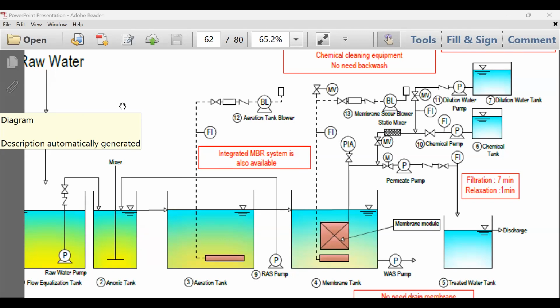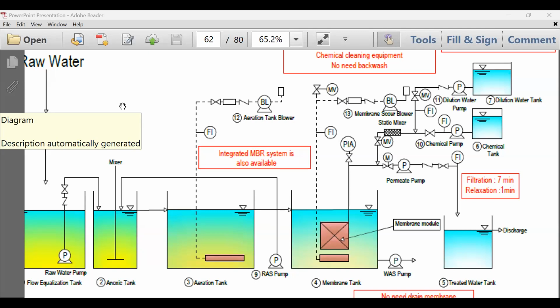Then membrane tank. The tank in which modules are submerged is called the membrane tank. In an integrated MBR system, the membrane tank also serves as an aeration tank. As the membrane tank has the highest sludge concentration of all the tanks, it is effective to extract excess sludge from this tank.